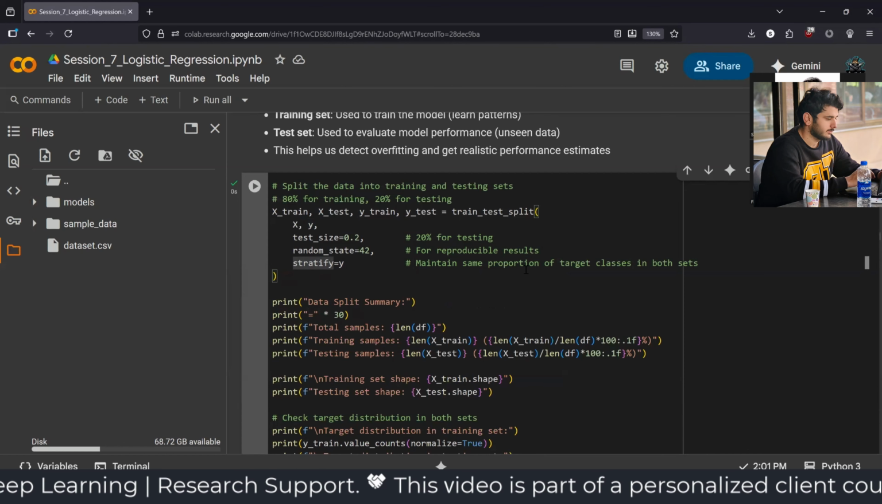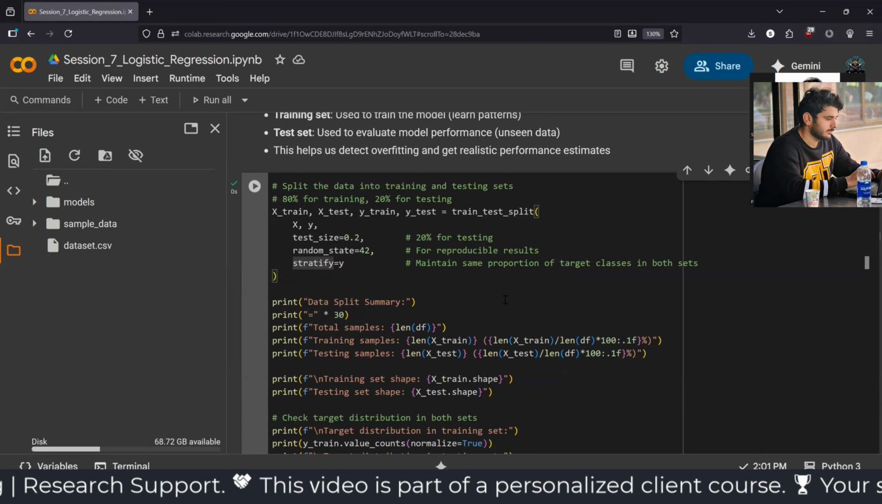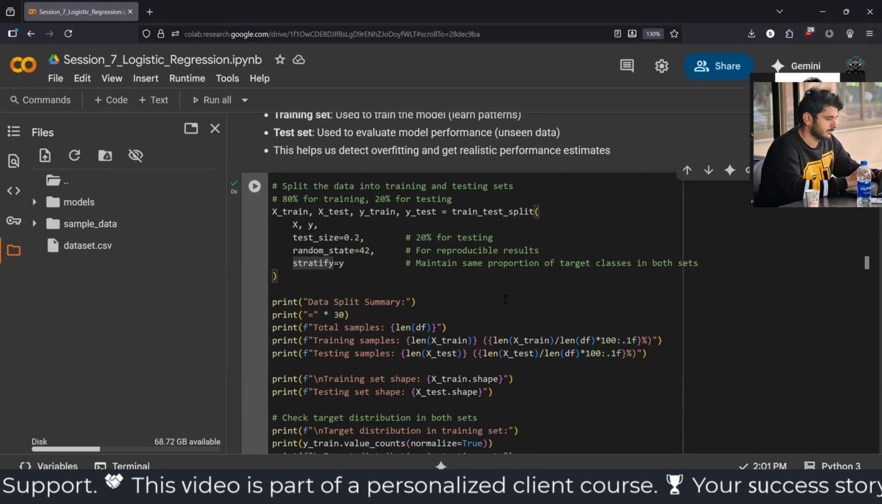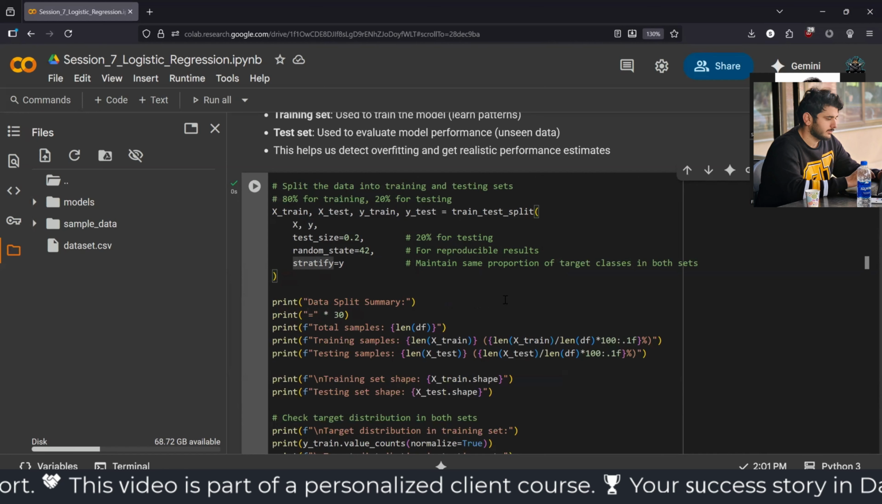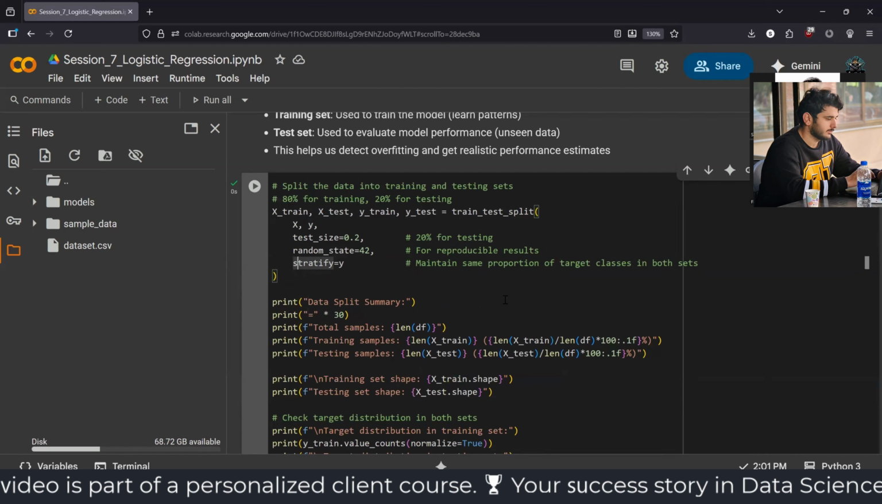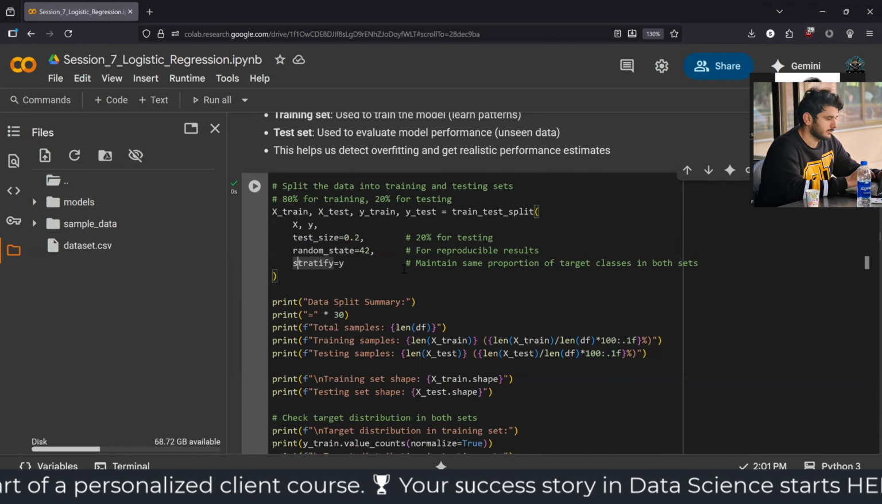Why do we do that? We are trying to predict 0 and 1, and if everyone with heart disease is in the training set and we don't have anyone in the testing set, that will be a problem, because the model is only trained on the values where we have heart disease. That's why we want to make sure that we have the same proportion.